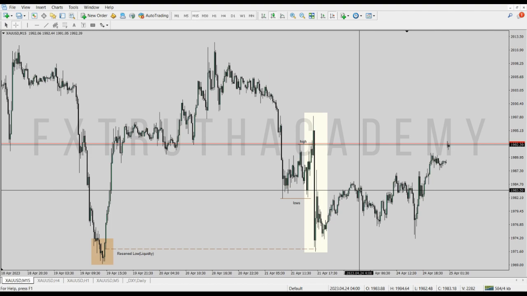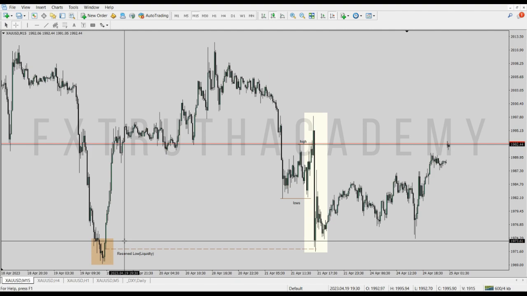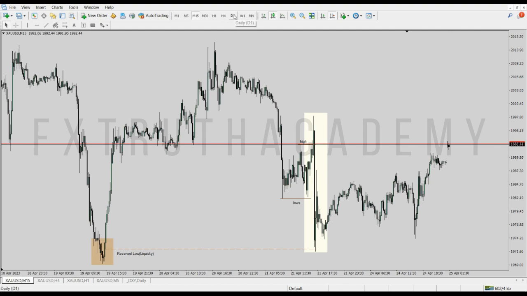So everything I'm going to be doing here is from a sell perspective, you understand? If we're in a bearish trend, and it can also be inverted for a bullish trend. So how can you spot a reserved low in the marketplace, or a market maker's reserved liquidity? The simple way is, you want to understand the trend.